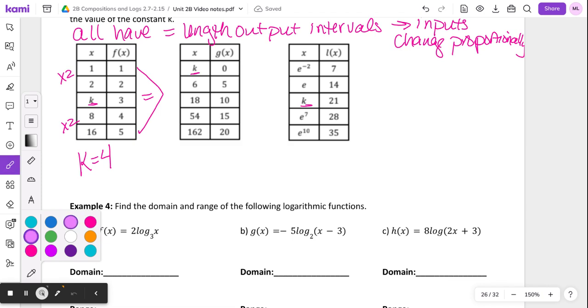All right, if we look again, equally spaced y intervals. In the x's, if we go from 6 to 18, we're multiplying by 3. 18 to 54, multiplying by 3. So if we go backwards, we'd have to divide 6 by 3. K would be 2.